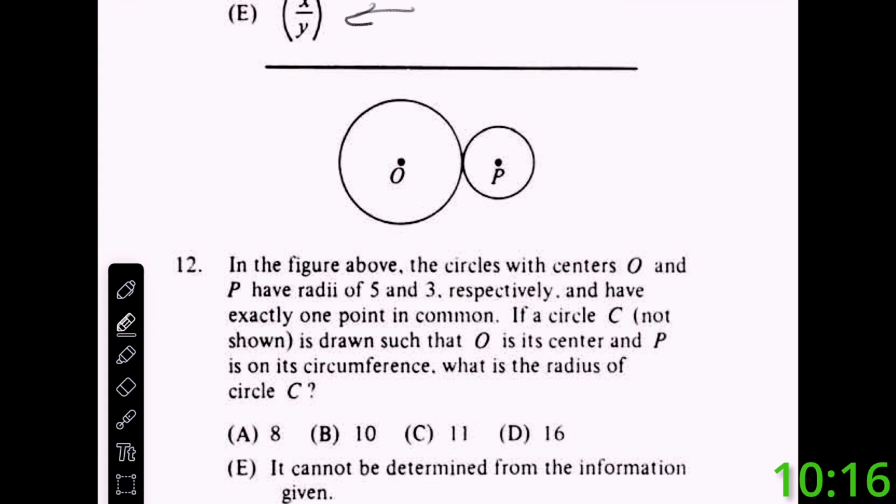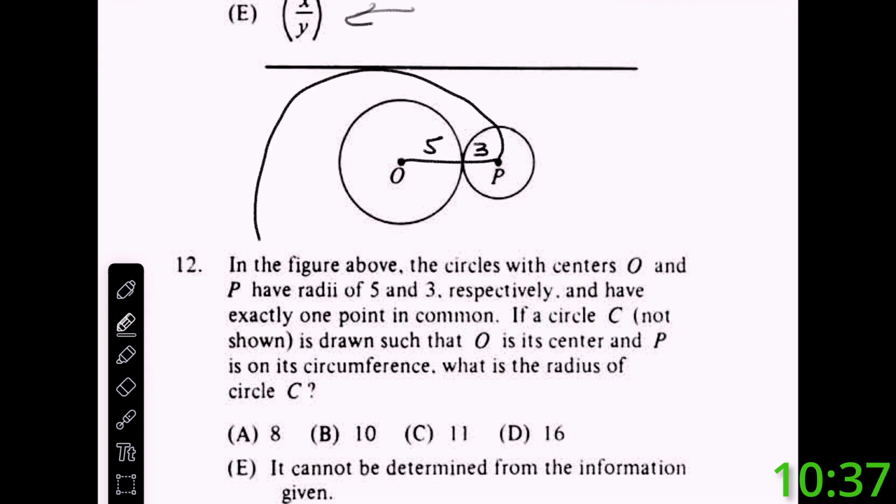If a circle C, not shown, is drawn such that O is the center and P is on the circumference, what's the radius of C? All right, I think I know what they're getting at. They're telling us that that radius is 5, that radius is 3, and I draw a circle with O at the center and P on the circumference.